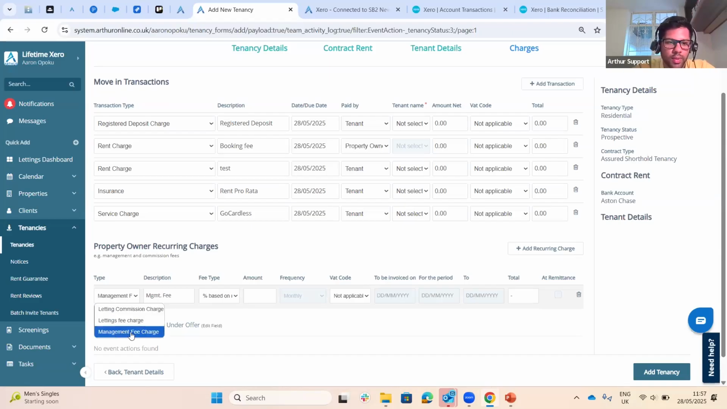So you would set it up as a management fee charge here. And then these are your different options. So you can either charge management fee as a percentage based on rent received or percentage based on rent charged. So Arthur will automatically generate a landlord charge of 10% of the rent when the rent has been paid, if it's based on rent received, or 10% of the rent that has been charged. So whenever the rent charge gets generated, Arthur will generate a 10% charge to the landlord. So this is where you set up your repeating management fee charges.